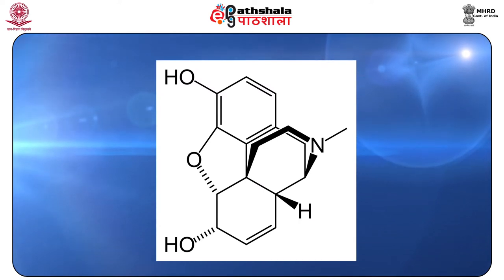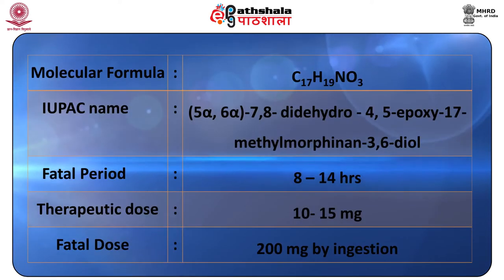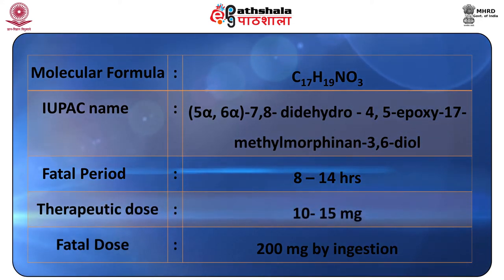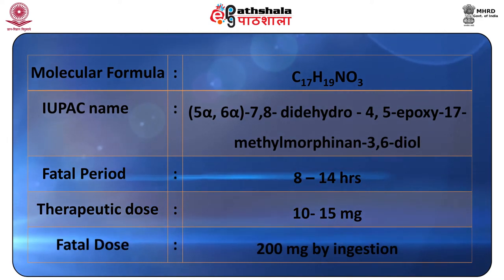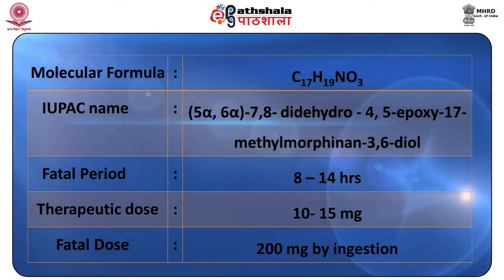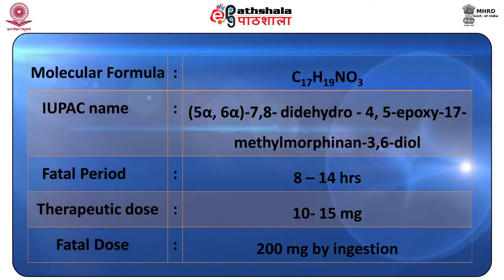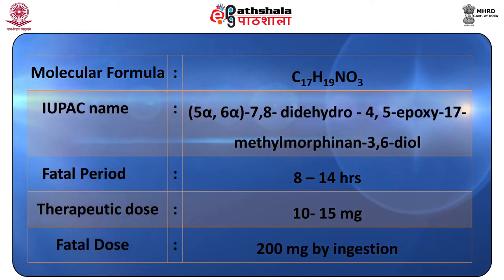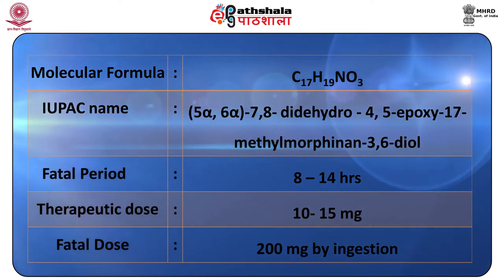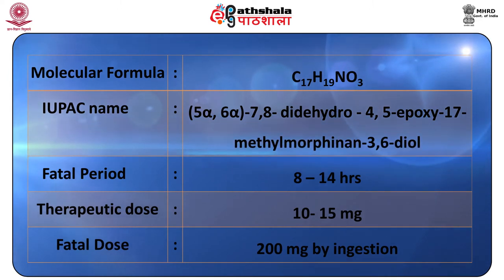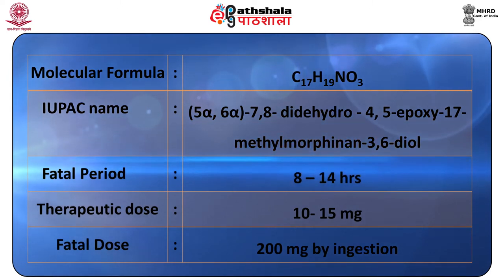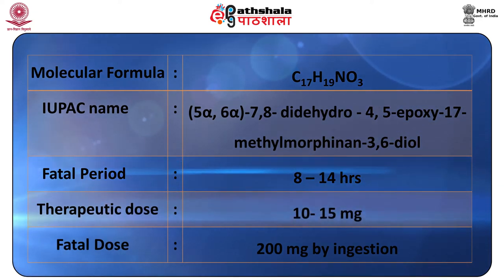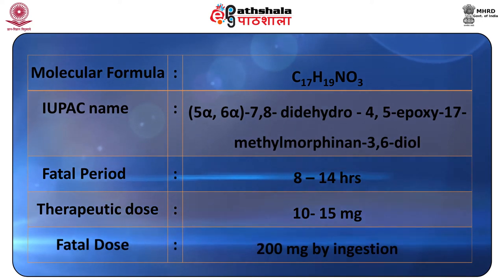You can see the structure of morphine. Its molecular formula is C17H19NO3. Its IUPAC name is 7,8-didehydro-4,5-epoxy-17-methylmorphinan-3,6-diol. Its fatal period is 8 to 14 hours. Its therapeutic dose is 10 to 15 mg. Its fatal dose is 200 mg by ingestion.